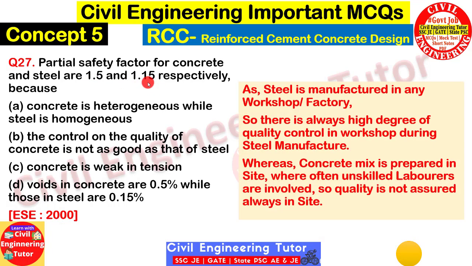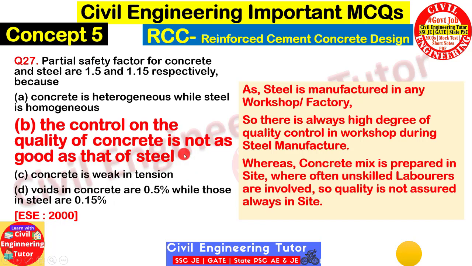So here is the answer: as we know, steel is generally manufactured in a workshop or factory, and there is always a high degree of quality control during steel manufacture, whereas concrete mix is prepared on site, and we often see that unskilled laborers are involved, so quality is not always assured. So that's why, as quality control is not assured in concrete manufacture, we use a higher factor of safety. So the correct answer will be: the control of the quality of concrete is not as good as that of steel. So B is the correct answer.